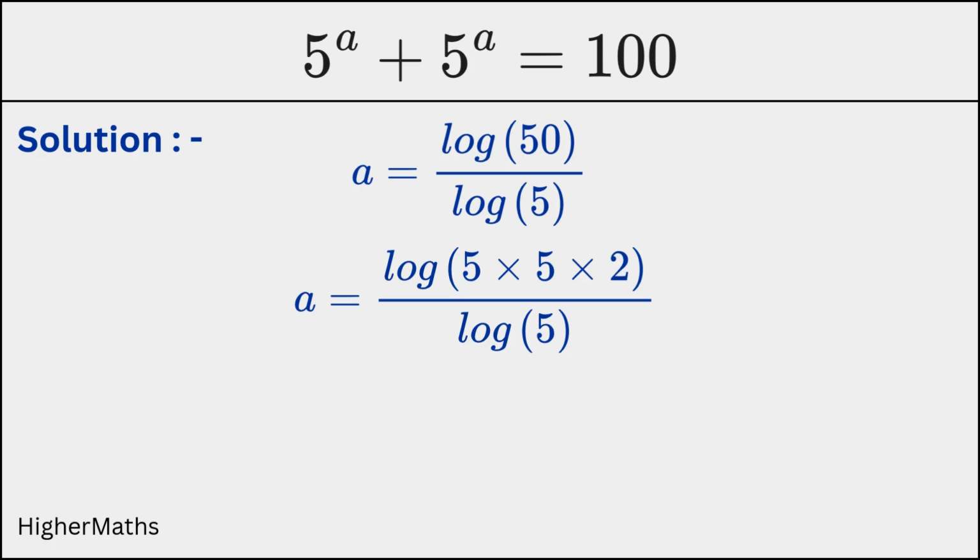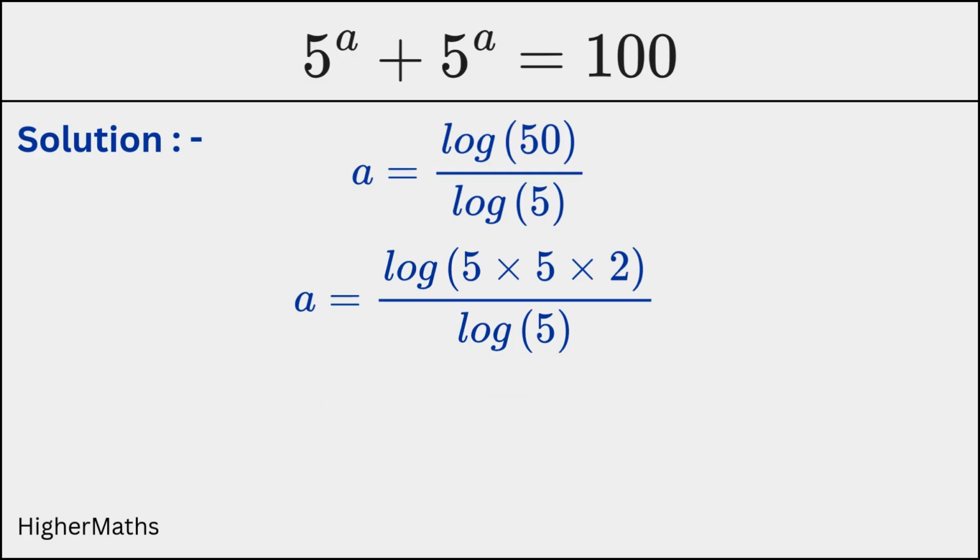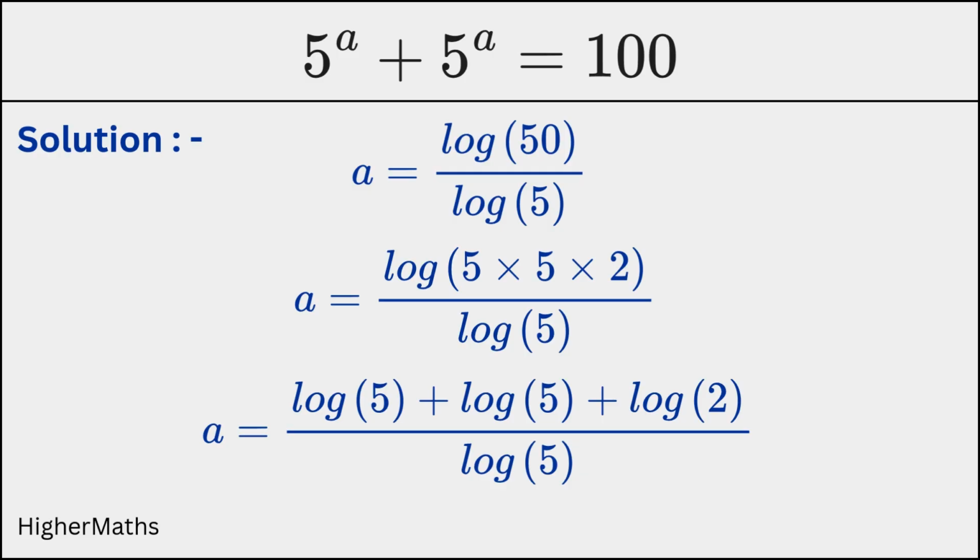Then, in the next step, log of 5 times 5 times 2 is in the form of log a times b, which is equal to log a plus log b. So from this rule we apply it here. Then it becomes log of 5 plus log of 5 plus log of 2 over log of 5. Then, in the next step, we'll divide by log of 5 each term.